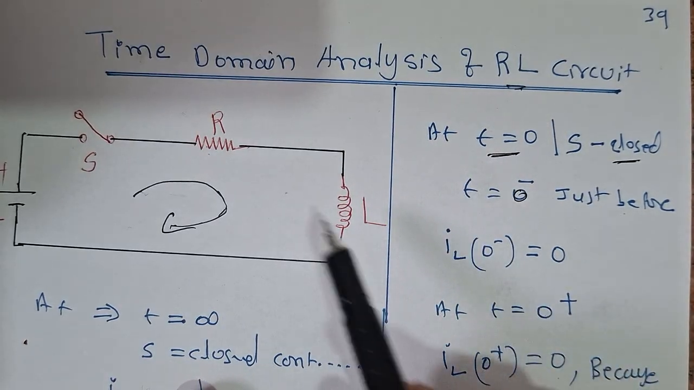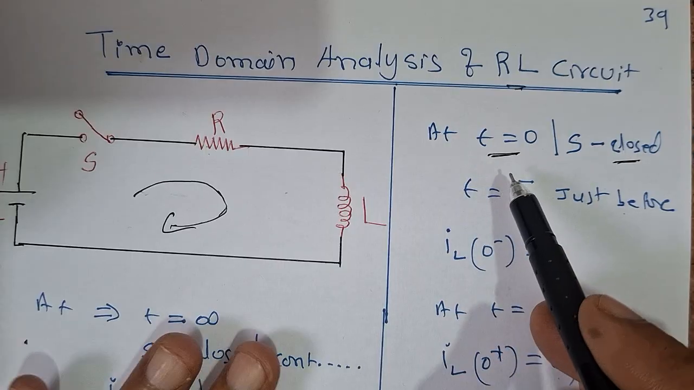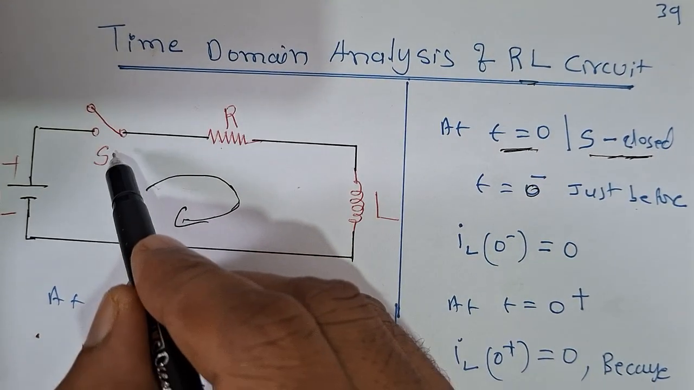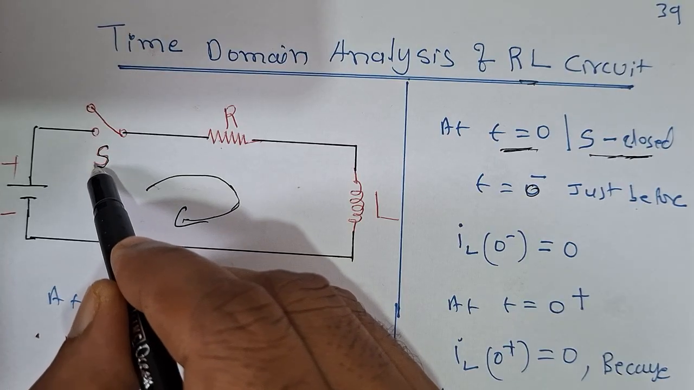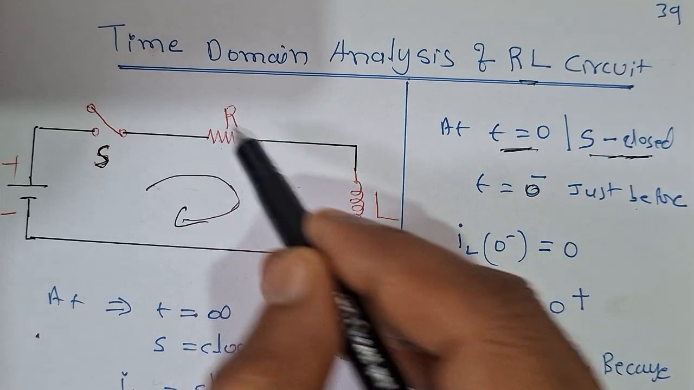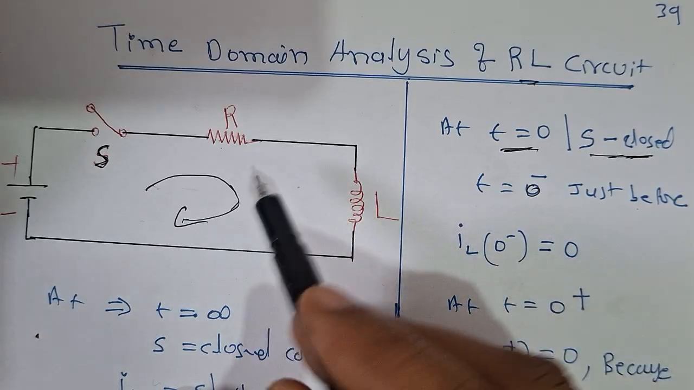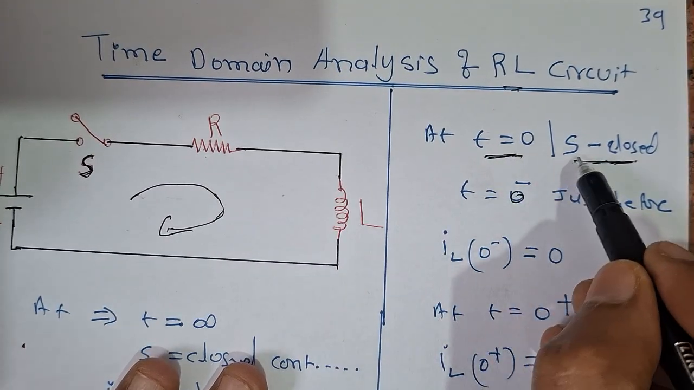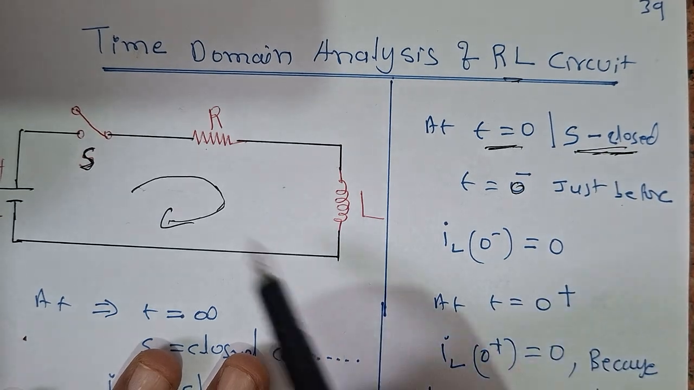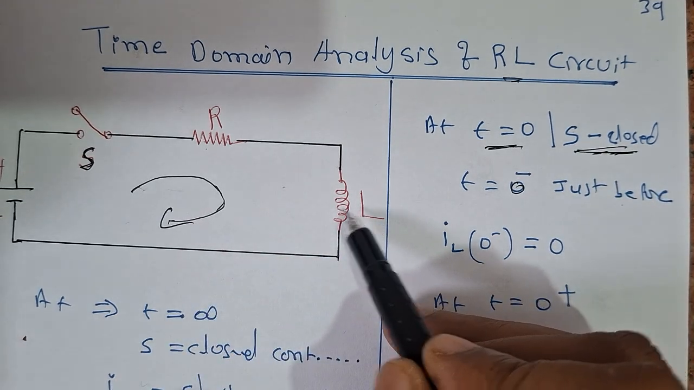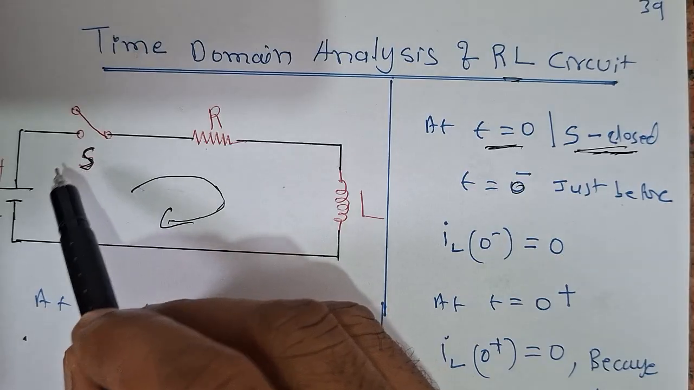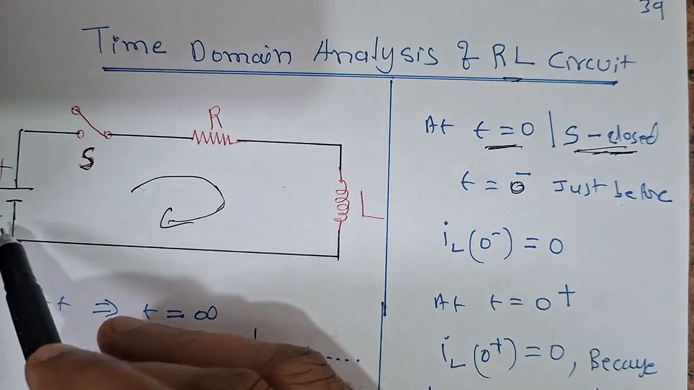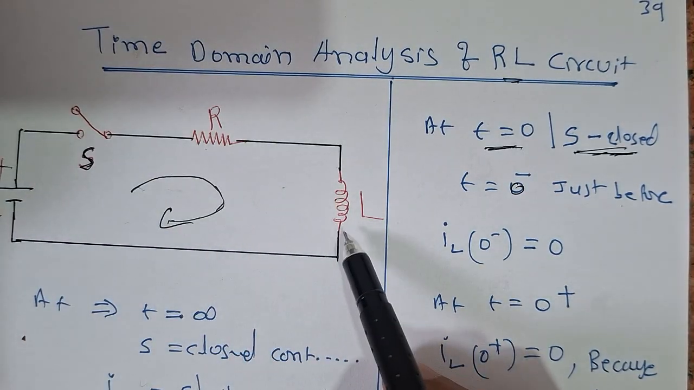Now let us discuss t equal to 0. At t equal to 0 means the switch has just been closed. There is a switch which controls the input voltage to the R and inductance. So when the switch S is just closed, the input voltage is suddenly applied to this resistance and inductance.